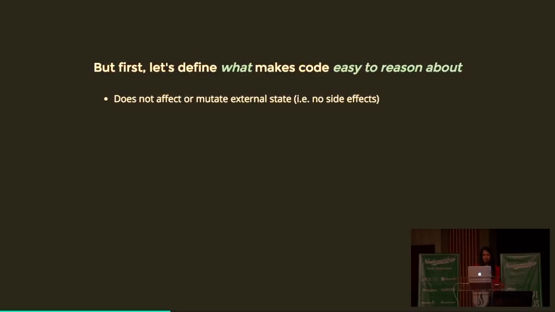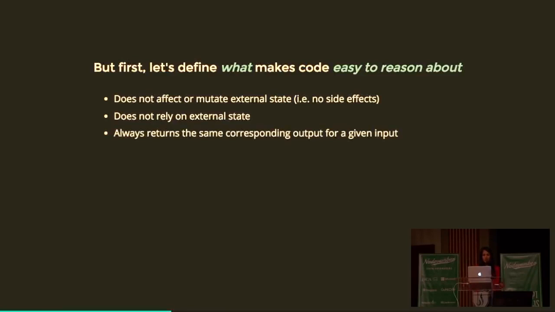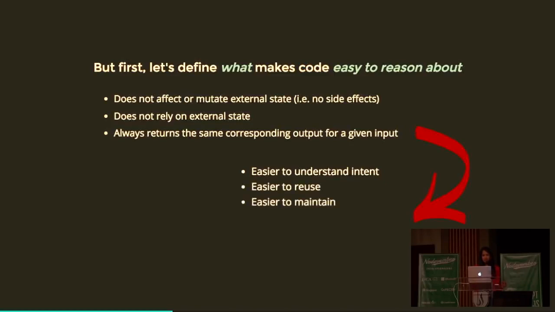So I'm going to say when a program does not affect or mutate external state, it's easy to reason about. And it should not also rely on external state. And it should always return the same corresponding output for a given input. And we'll see why these three characteristics lead to code that's easier to understand the intent of, easier to reuse, easier to maintain, easier to refactor, easier to test, and hence easier to reason about.